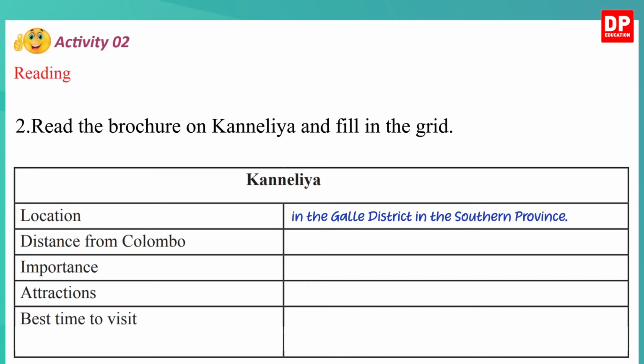Now the second one. Here you have to find the distance to Kanneliya from Colombo. That is mentioned in the sentence we read just now. What is the distance? 125 kilometers. What about the third? Here you have to write the importance of Kanneliya. It's there in the second sentence. It's one of the largest forest reserves with a high biodiversity in Sri Lanka. So you have to write that part as your answer.